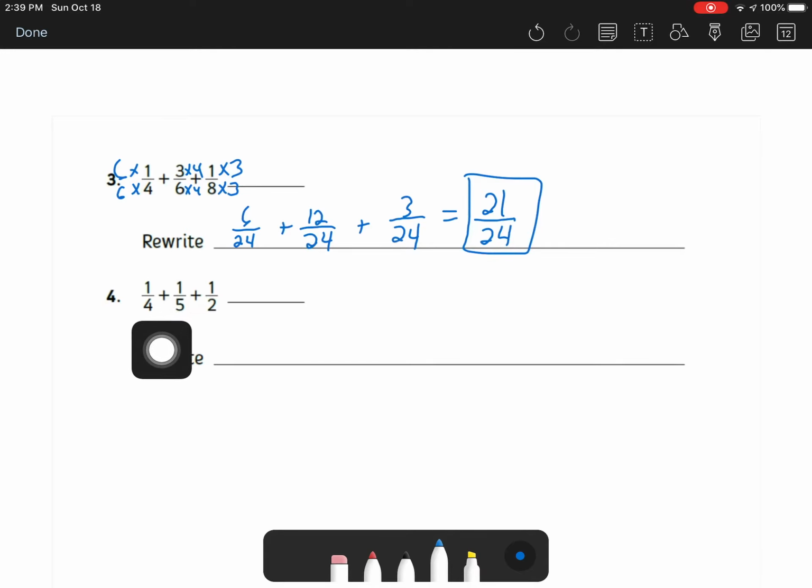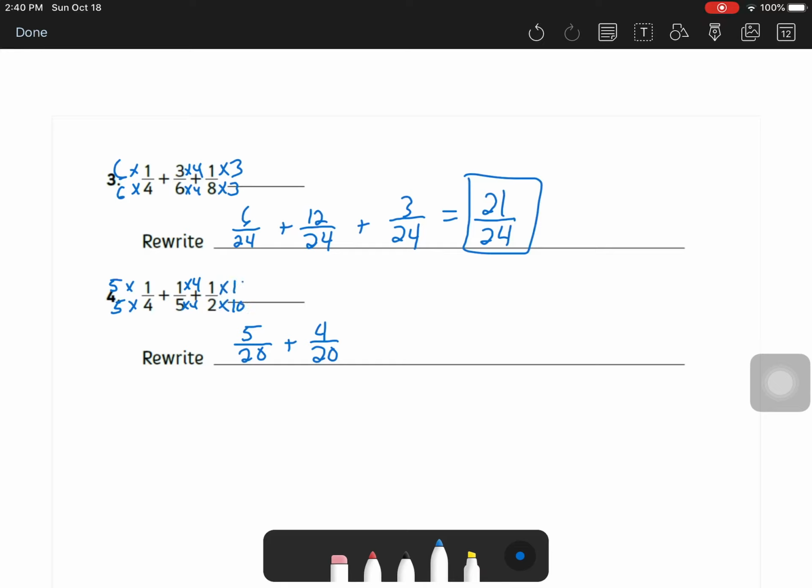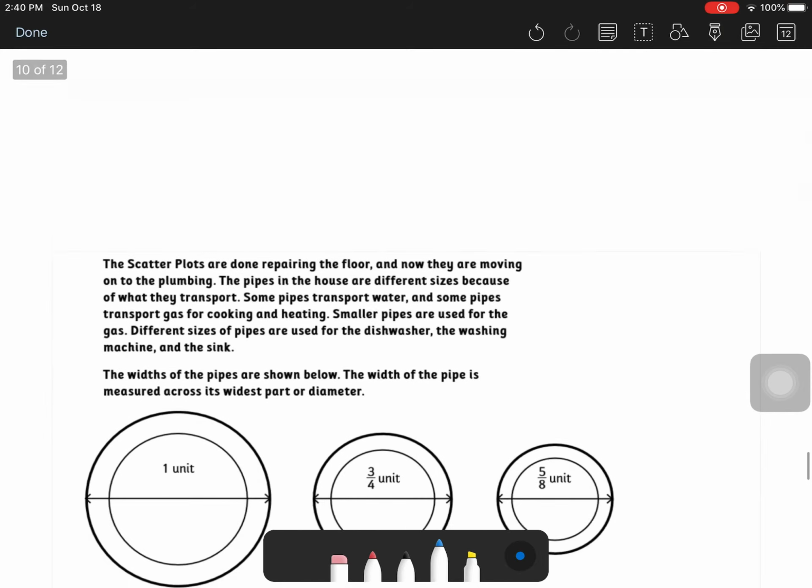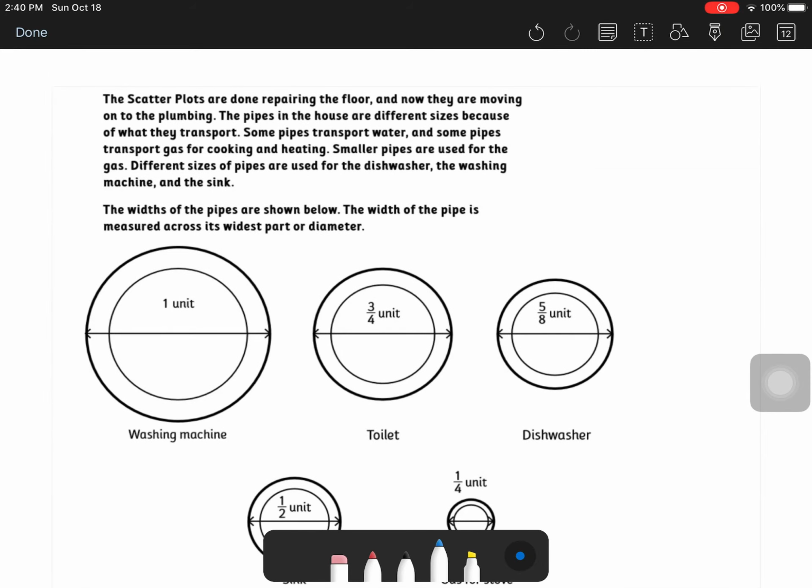All right. 4, 5, and 2. Okay, well, 4 and 5, least common multiple of those is 20. 20 is also a multiple of 2, so that works. So we're going to change them to 20s, times 5 here, so we're going to have 5/20. We're going to go times 4, and so we're going to have 4/20, and times 10, and so there we're going to have 10/20. 5 plus 4 is 9, plus 10 is 19. 19/20. Okay, so that's finding common denominators that have 3 fractions.